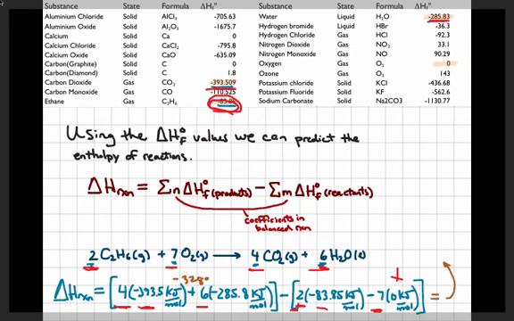Working this out, we find that we have minus 3,289 kilojoules per mole on the product side, and minus 167.7 kilojoules per mole on the reactant side. Subtracting those through, we get minus 3,121 kilojoules per mole. That is the enthalpy of the reaction, and we determined it simply from the enthalpy of formation of the substances involved in the reaction.